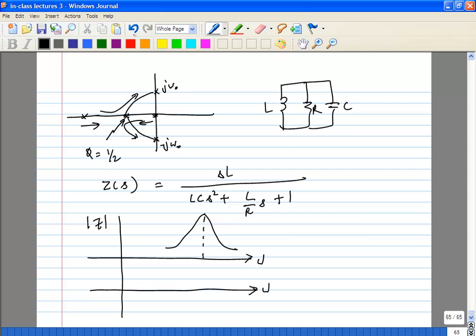This is going to be omega naught, and this value is R, that's your peak value of Z. You can define the R over root 2 point, which would give you your 3 dB bandwidth, right? That's omega naught over Q. Remember this.